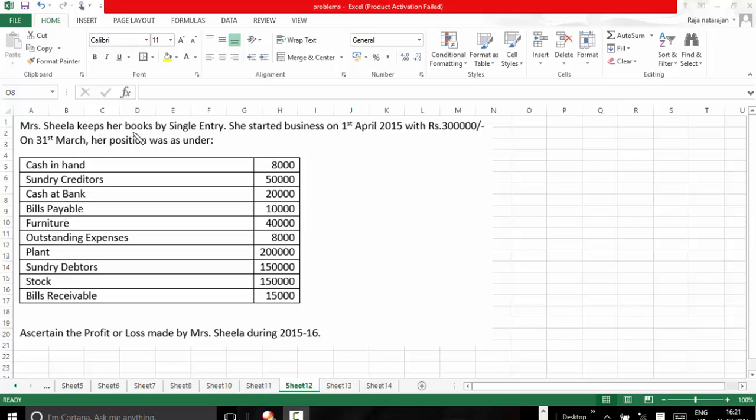Mrs. Sheila keeps her books by single entry. She started business on 1st April 2015 with rupees 3 lakh. On 31st March, her position was as under.